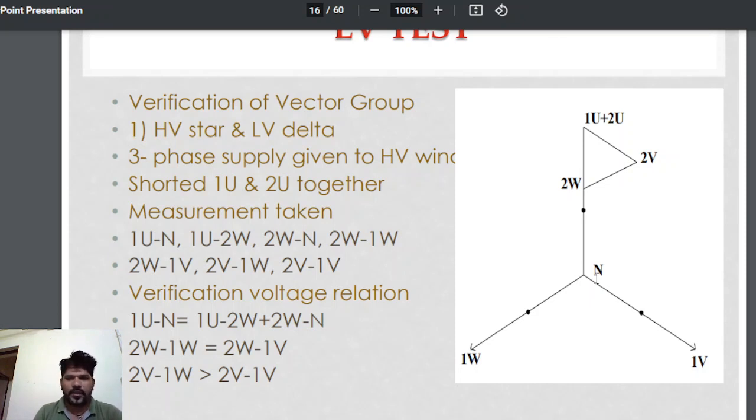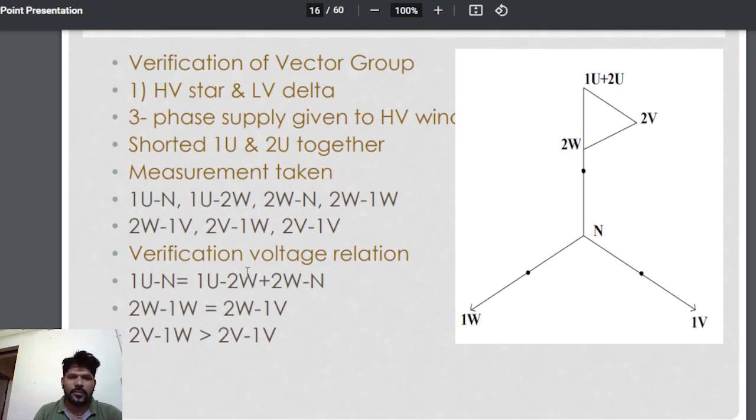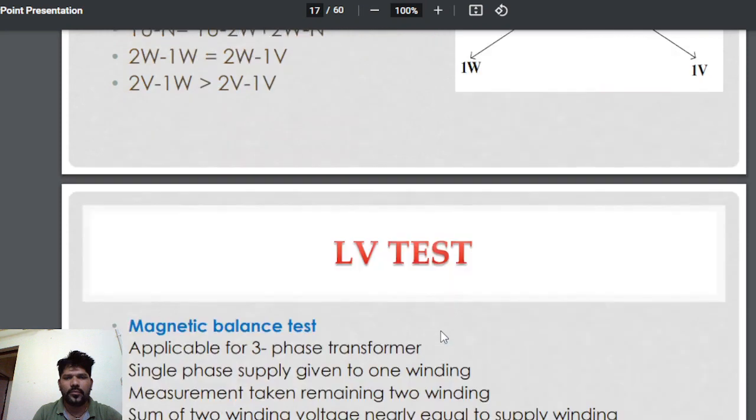This is the vector diagram, and we have to verify in a similar fashion. Okay, 1U and N, this voltage is equal to 1U plus 2W. This voltage, and 2W to neutral, this voltage, the sum of these voltages is equal to this. Like that we have to measure.